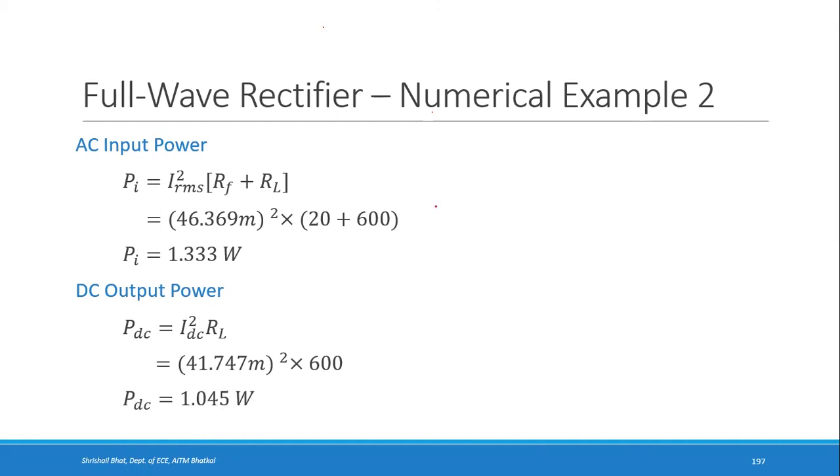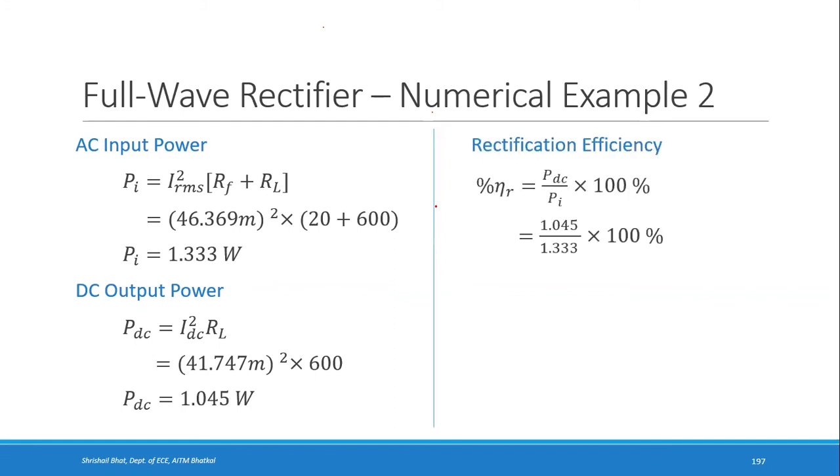1.046. Yes, that is PDC. Based on this, find efficiency. Efficiency is PDC by PI into 100%. 1.045 by 1.33. You'll get 78.39. Just calculate the rectification efficiency: 1.045 divided by 1.333 into 100. 78.39. Okay.